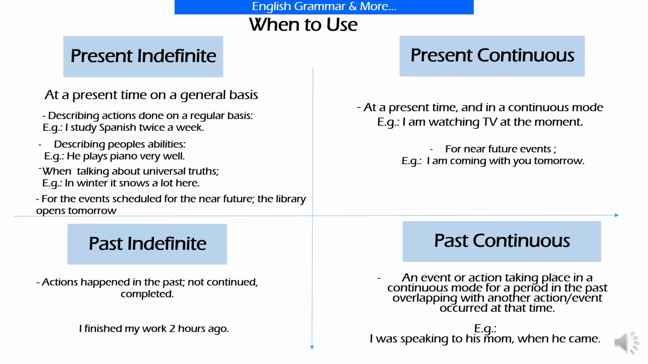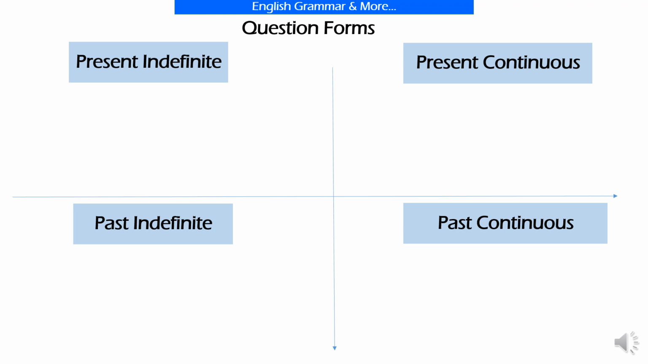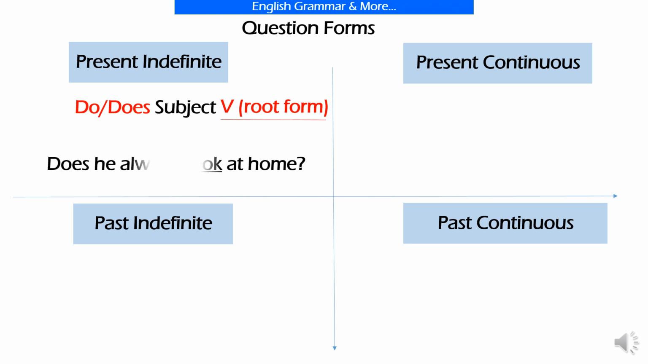For example, I was speaking to his mom when he came. Now let's see how we use each of these tenses in question sentences. For the present indefinite tense form, we use the auxiliary verb do or does right before the subject, whilst the main verb in the sentence remains in its root form only. For example, does he always cook at home?